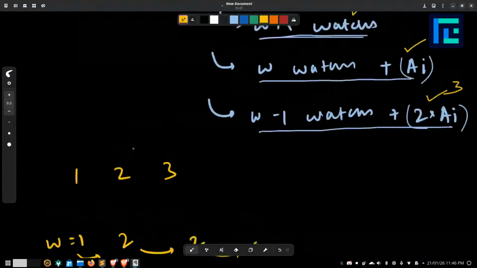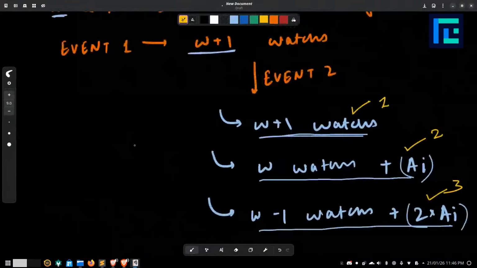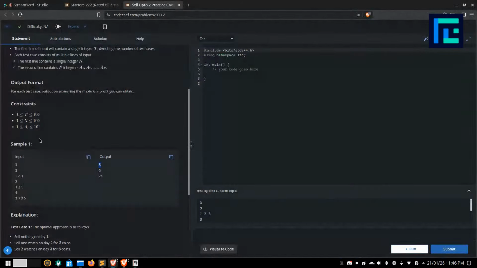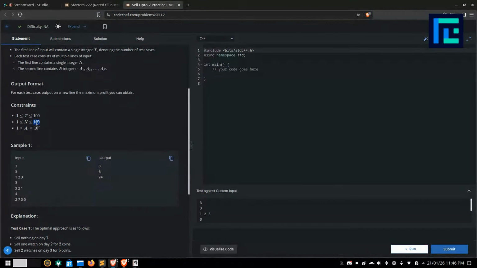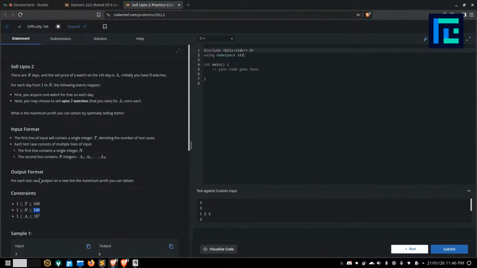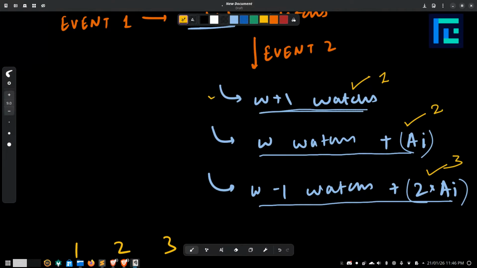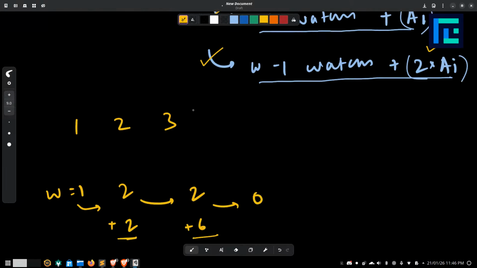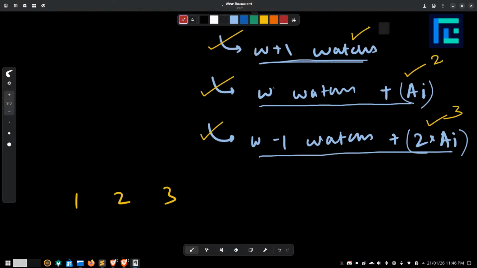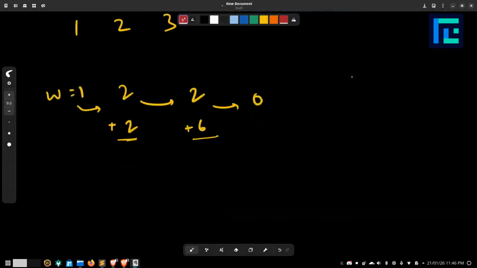So what we can do is, basically, the constraints tell us that the maximum number of watches that we will have on any particular day is 100, right? Because you can acquire only one free watch on each day. So the maximum number of watches would be 100. And since we have three different events that can happen on each day, we can use these events to write some kind of DP.